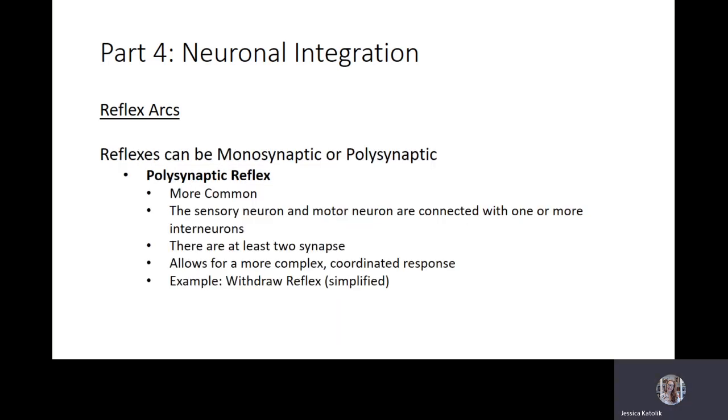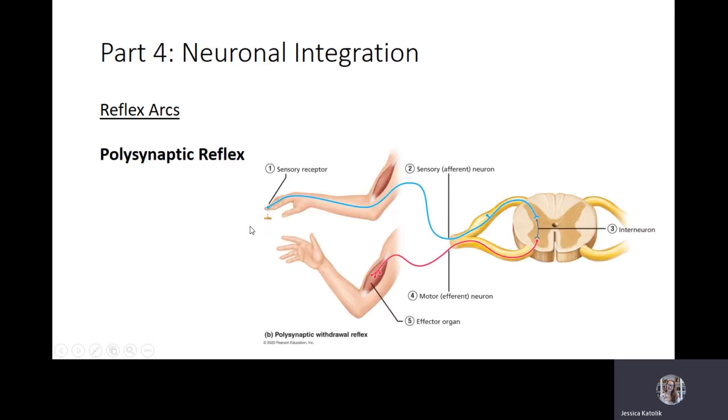We also have polysynaptic reflexes. Polysynaptic reflexes are much more common, and they're going to be more intricate and can provide a more complex response to the stimulus. In this situation, the sensory neuron and motor neuron have an interneuron that lies between them, and as a result, it's going to have at least two synapses. Sometimes you can have even more interneurons that are separating the sensory and motor neuron.